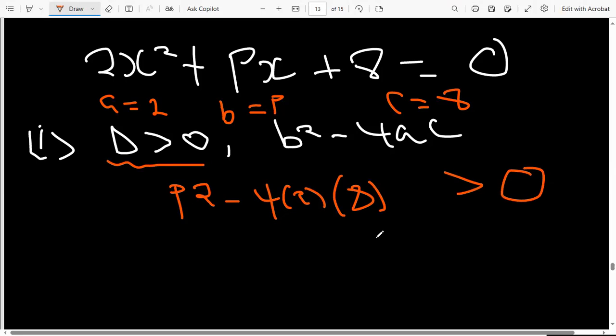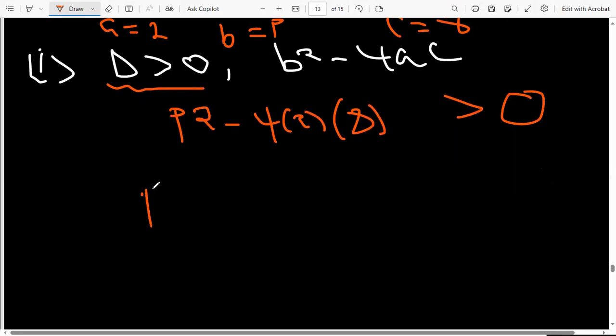So let's find the value of p. This will be p squared minus 4 multiplied by 2, multiplied by 8, which is 8 multiplied by 8, so it will be 64. So you have 64 here, greater than 0.